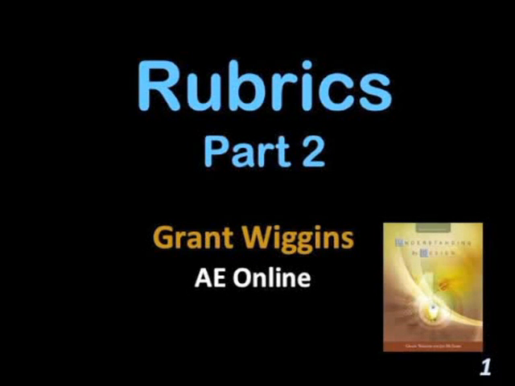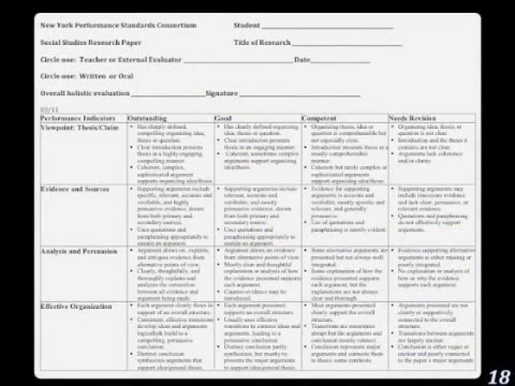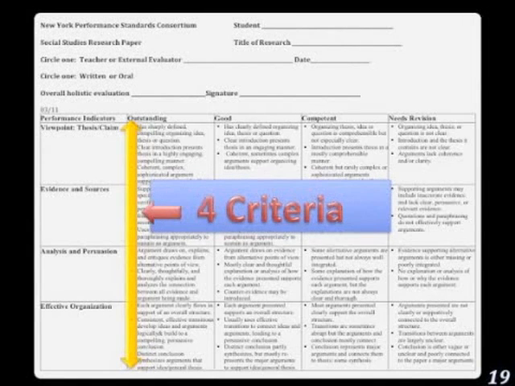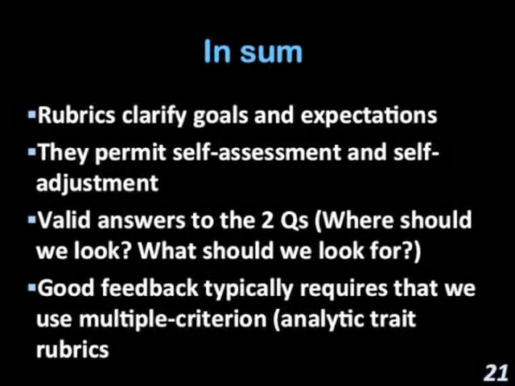Rubrics, Part 2. In Part 1, we looked at the basics. What is a rubric? What are criteria, descriptors, points on a scale, analytic versus holistic, and the virtues of analytic when dealing with complex performance such as our competencies.